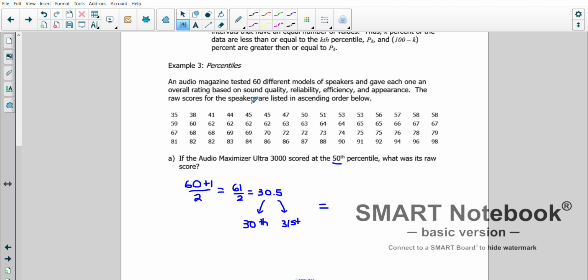We have 60 data points. We add 1 and divide by 2, which means it's going to be an average of the 30th and 31st data points. Luckily these are already in order for us. 15, 30, 45, 60. So the 30th data point is here, and the 31st data point is here. The median is the divider between those two points. So it's going to be an average of 67 and 67, which is obviously 67.